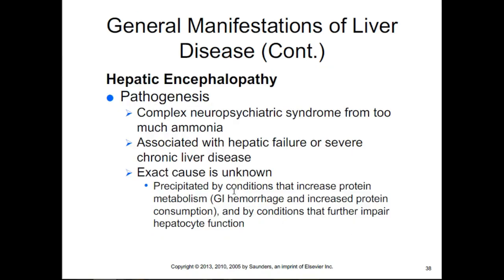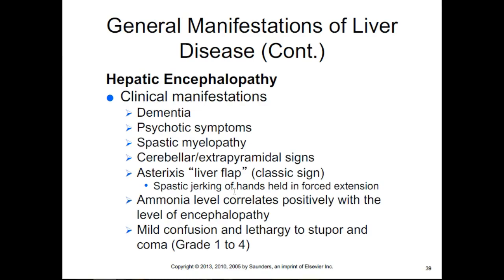So hepatic encephalopathy, right? So pathogenesis, right, is a complex neuropsychiatric syndrome from too much ammonia, right? So you're going to see associated with hepatic failure or severe chronic disease. Exact cause of this is unknown, but is precipitated by certain conditions that increase protein metabolism. So GI hemorrhage and increased protein consumption by conditions that further impair hepatocyte function. So this is hepatic encephalopathy.